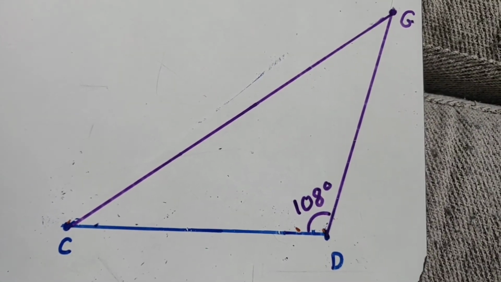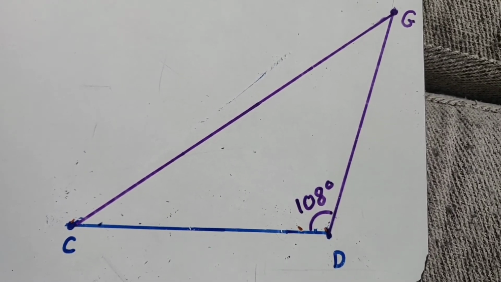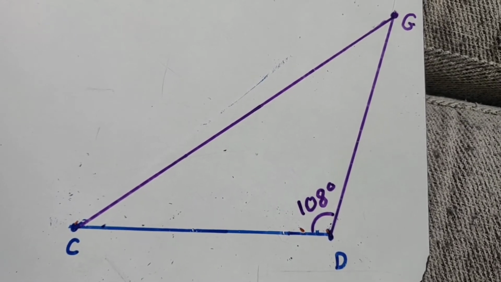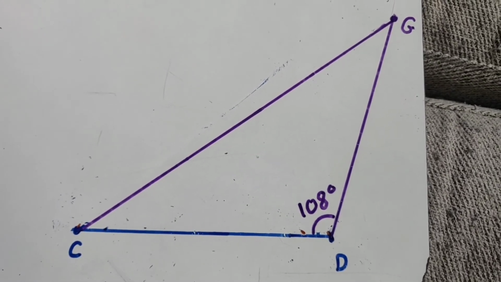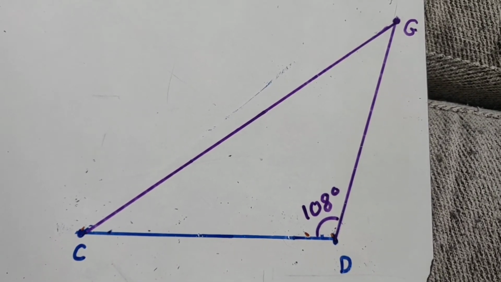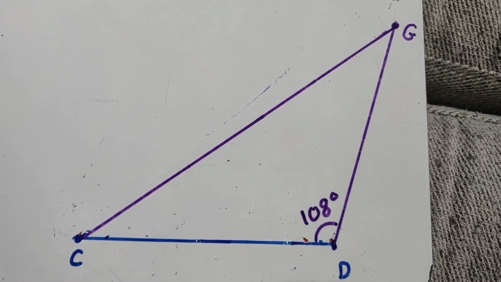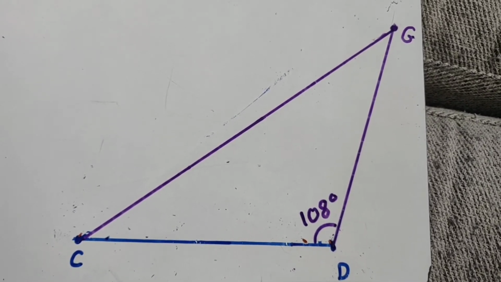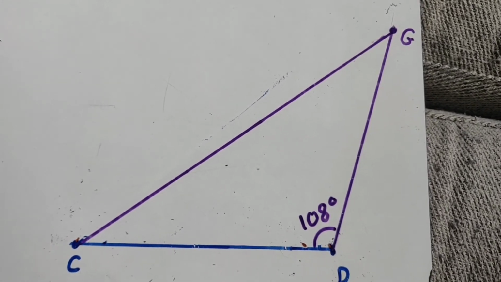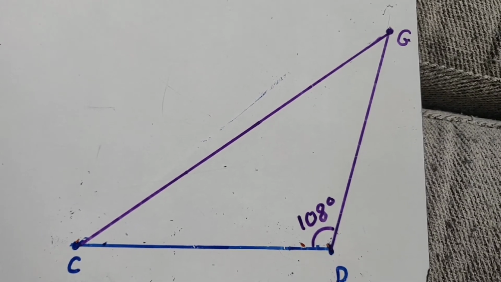And I remember we've already talked about that all three angles need to add up to 180 degrees, or they always will in a triangle, and we've already used 108 of that 180 degrees. So let me go ahead and measure angles DGC and GCD, and then we'll add the three angles up and determine what type of triangle this is.